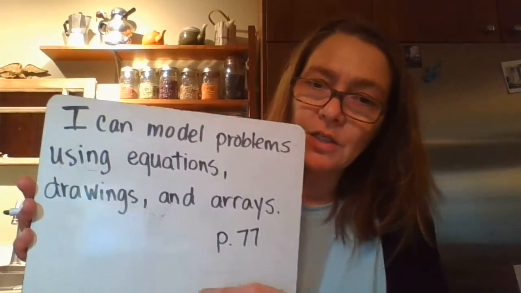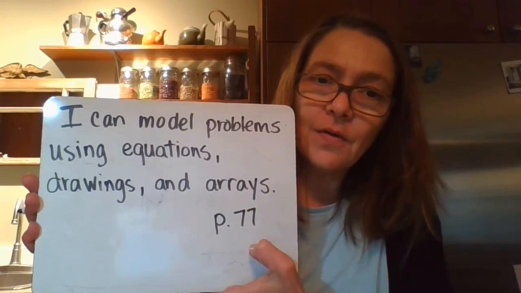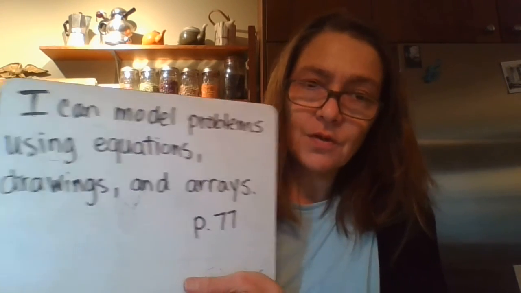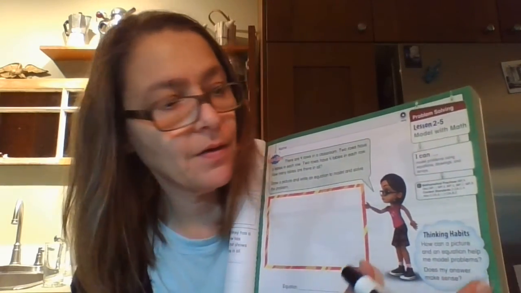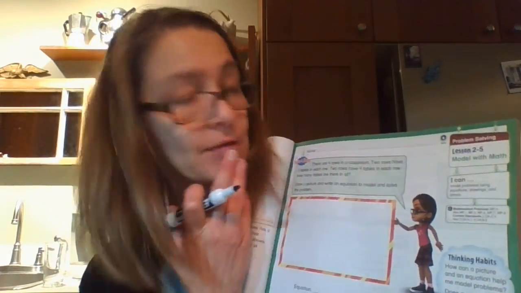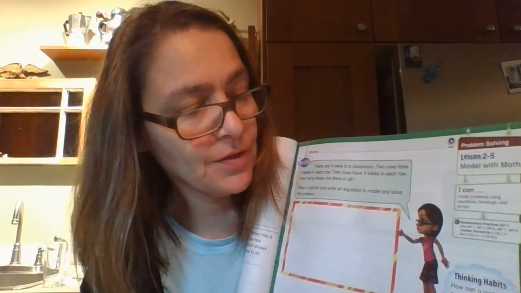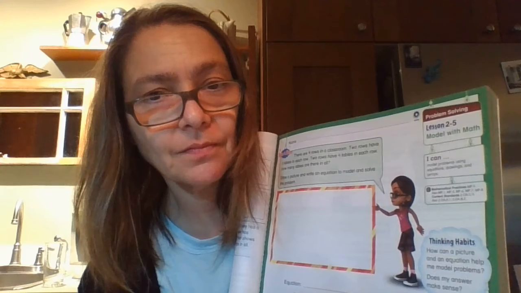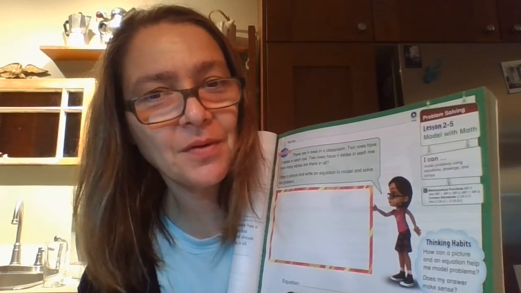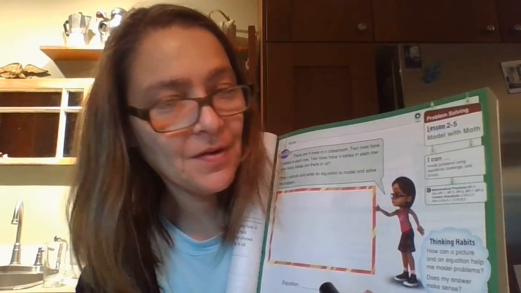Okay, and that's how you use models, equations and drawings and arrays to solve your math problems, your real world math problems. Okay, and what else does it say? Thinking habits. How can a picture and an equation help me model my problems? And that's right here. And at the end of every chapter, every topic, every unit, you'll have some thinking habits that they want you to remember and take with you. I don't know this character's name.